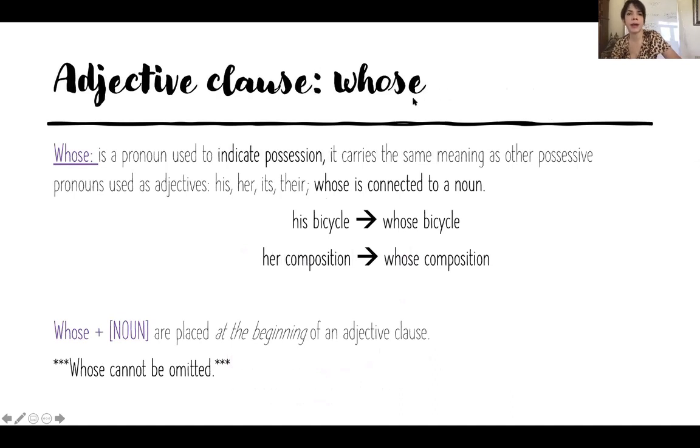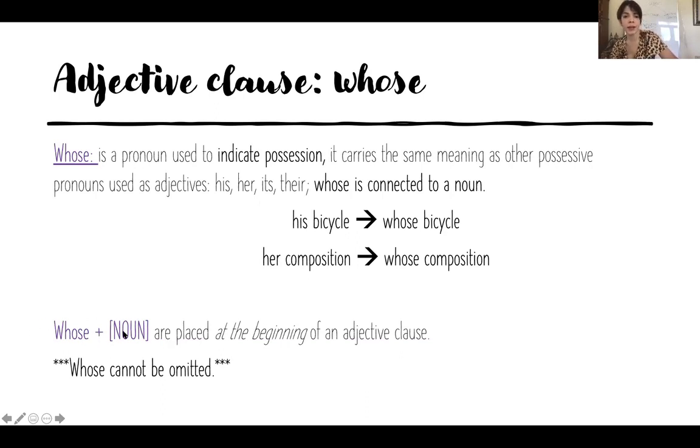So now we're going to talk about the use of the relative pronoun whose. Whose is used to indicate possession. The same way that the pronouns his, her, its, their are used as adjectives, whose is also connected to a noun. So his bicycle: bicycle is a noun, his is being used as a possessive adjective. So we can say whose bicycle, her composition, whose composition. So whose is connected to the noun. It's always going to be next to the noun.